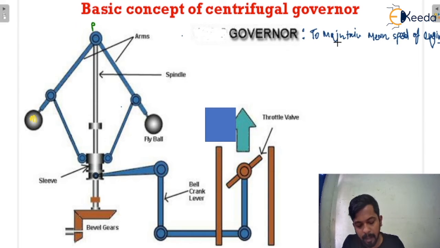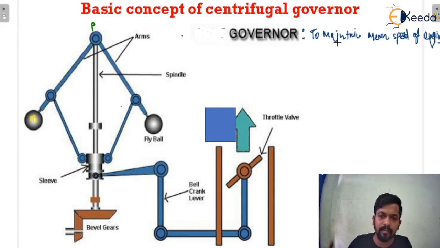So if you apply the governor into the scooter, what will happen? Suddenly you want to apply the brake because somebody has come in front of you. You want to apply the brake, and what will happen? Because the governor is applied in the engine, as you decrease the speed of the scooter, there will be a governor which is just to maintain the mean speed of the engine. Okay, so it will increase your scooter's speed, so there will be an accident.